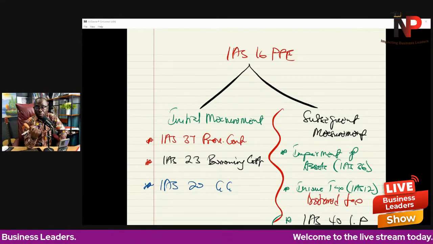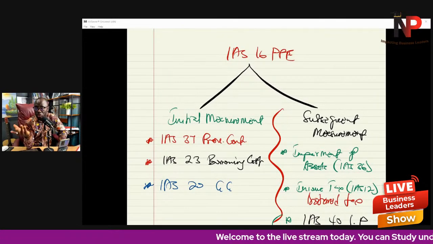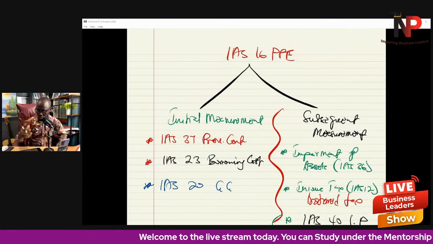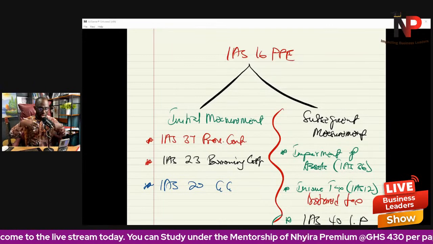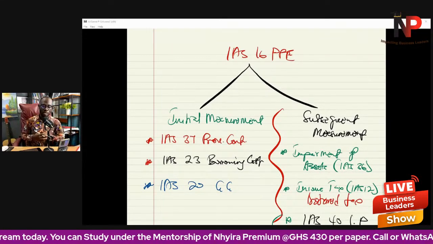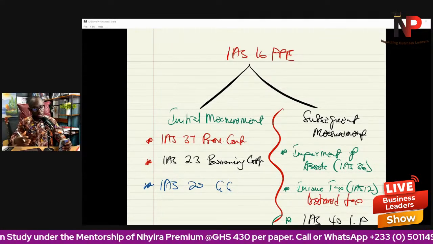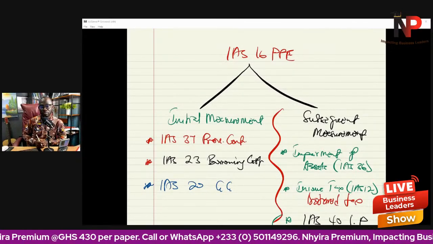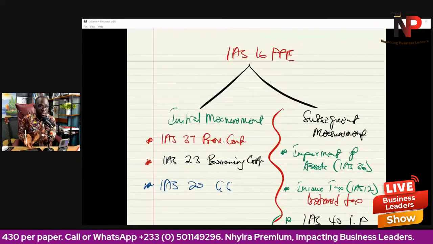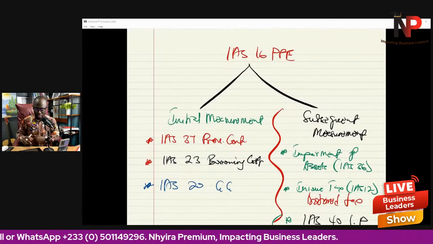If you go on our study portal, if you enroll in any of our courses and join our main class sessions, you will realize the way we deal with these standards together and the way we solve questions together. Because that is how you actually increase your chances of passing the examination. So that is just about IAS 16.